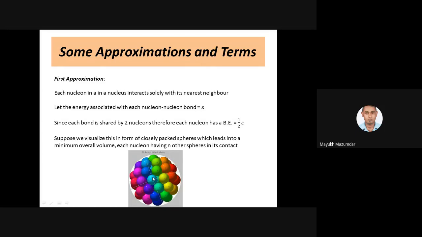Okay, just think yourself. You are in an overcrowded bus, and there are 100 people apart from you. It's a bit hard to visualize because we are not spherical. So here it is assumed that each nucleon has contact with n other spheres. That n needs not to be 100. n can be anything. It depends on the structure. n can be 4, n can be 8. It depends on how the arrangement is being made.